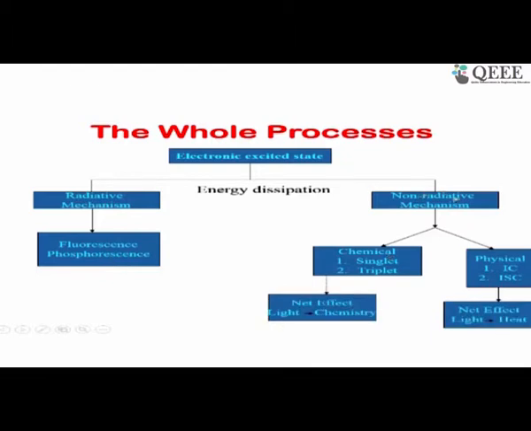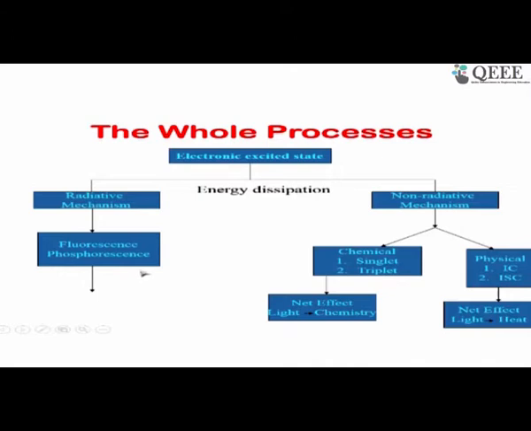What happens in the non-radiative mechanism? If it is a physical process, what is the net effect? Inter-system crossing or internal conversion, the wavy line which represents loss of energy in terms of heat. So the net effect is light energy is converted to heat energy, that's all. Whereas in this chemical process, what is the net effect? Light resulted in photochemistry. So there will be some reaction happening from singlet or triplet because it's at higher energy. So the net effect is light is converted to chemistry.